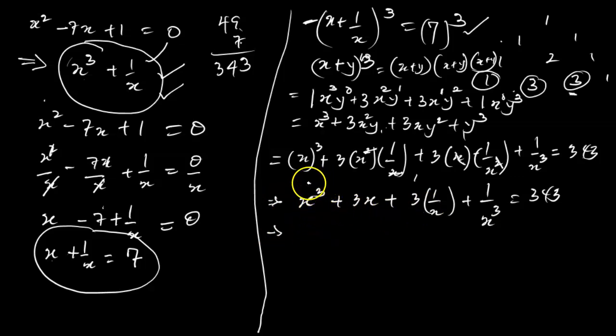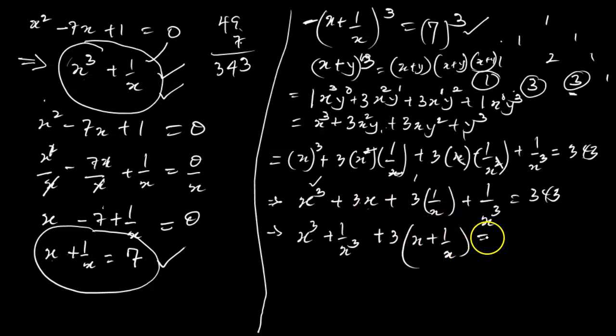Let's collect them together: x raised to power 3 plus 1 over x raised to power 3. Now, plus I'm left with 3x and 3 over x. If you come down here, you see that this is looking like this. If I bring 3 out, I'll be left with x plus 1 over x. So x raised to power 3 plus 1 over x raised to power 3 plus 3 times x plus 1 over x equals 343. Now, let's replace the whole of x plus 1 over x with 7. That becomes 7 times 3, that's 21, equal to 343.